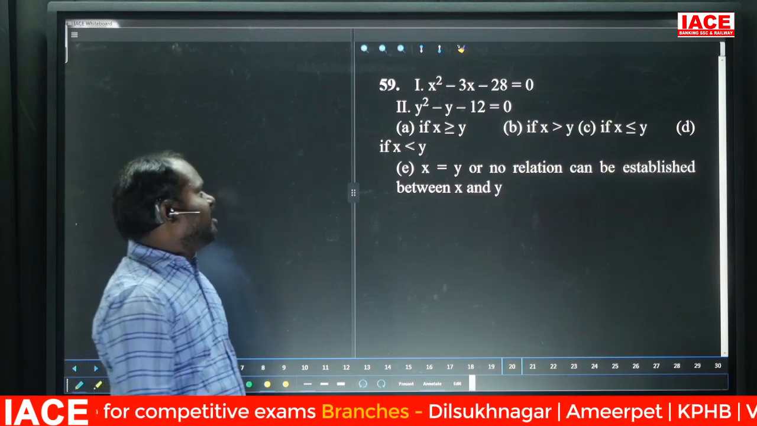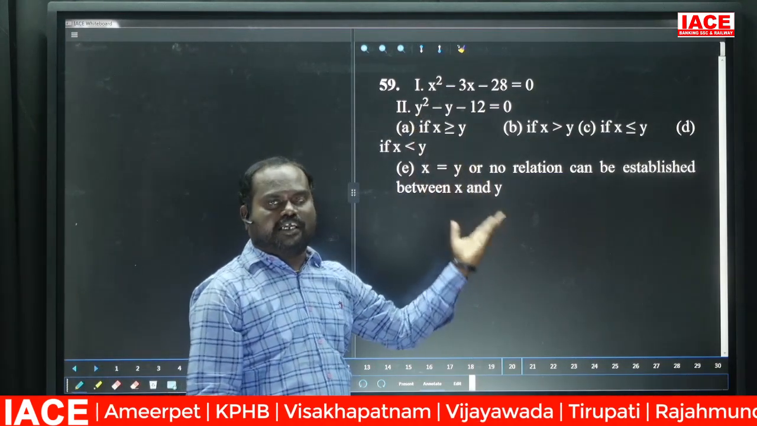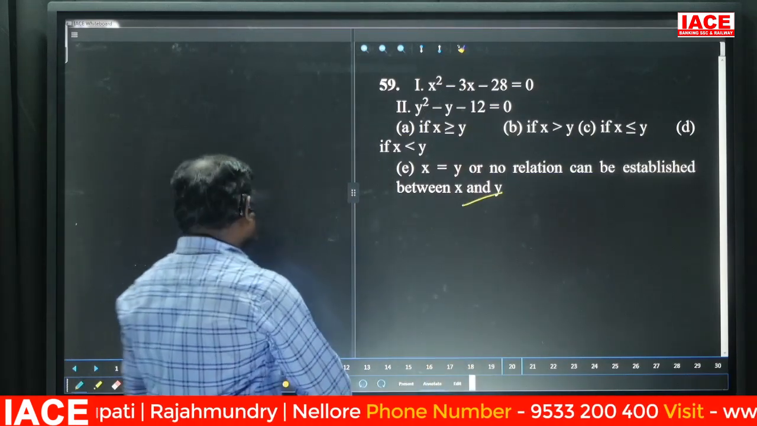X square minus 3x minus 28, y square minus y. Negative, negative, negative, negative, so directly relation cannot be established. Relation can't be established.